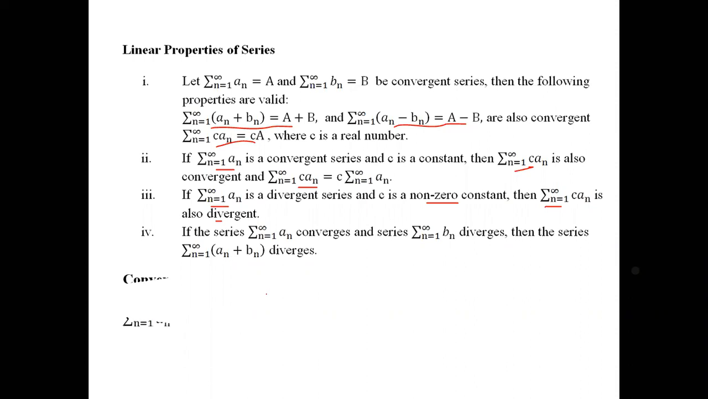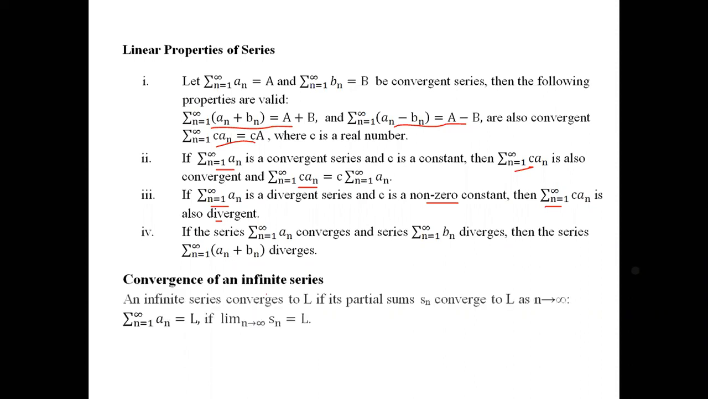Okay, this is straightforward. Let's look at the convergence of an infinite series. An infinite series converges to L if its partial sums Sn converge to L, that is, as n approaches infinity. So down here is an illustration. So we have sigma AN, where n ranges from 1 to infinity, approaching L, if the limit of Sn as n approaches infinity is also equal to L. Okay? Then let's move.